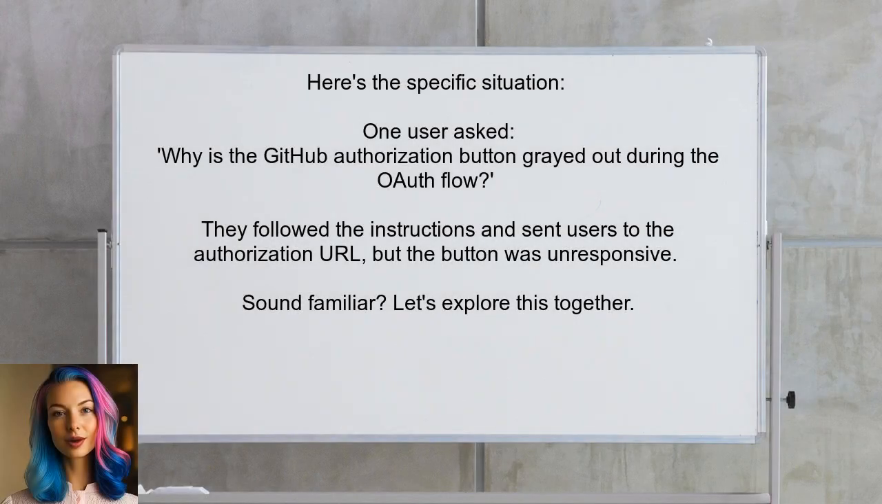Let's dive into the specific situation. One user recently asked, why is the GitHub authorization button grayed out during the OAuth flow? They followed the instructions and sent users to the authorization URL, but when they tried to sign in, the button was unresponsive. Sound familiar? Let's explore this together.